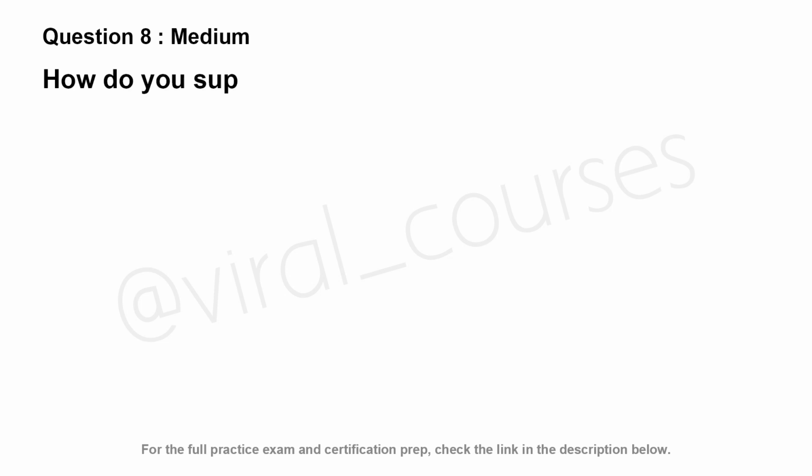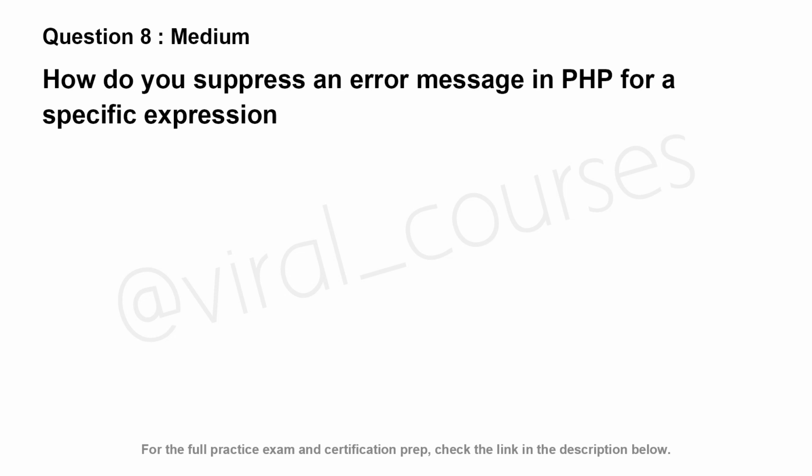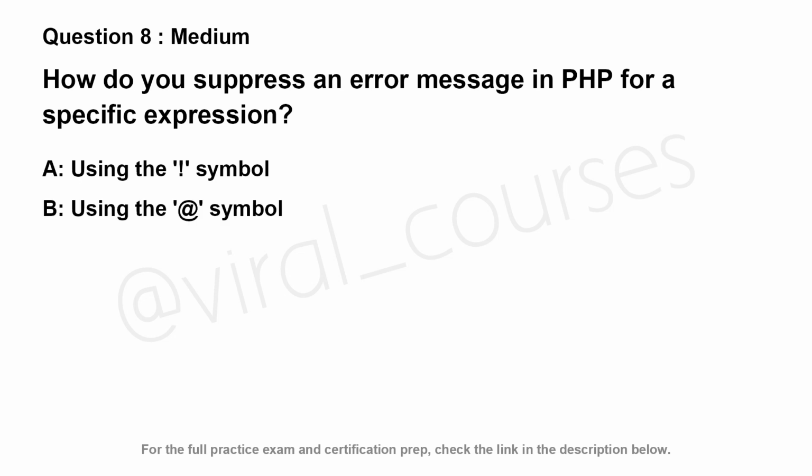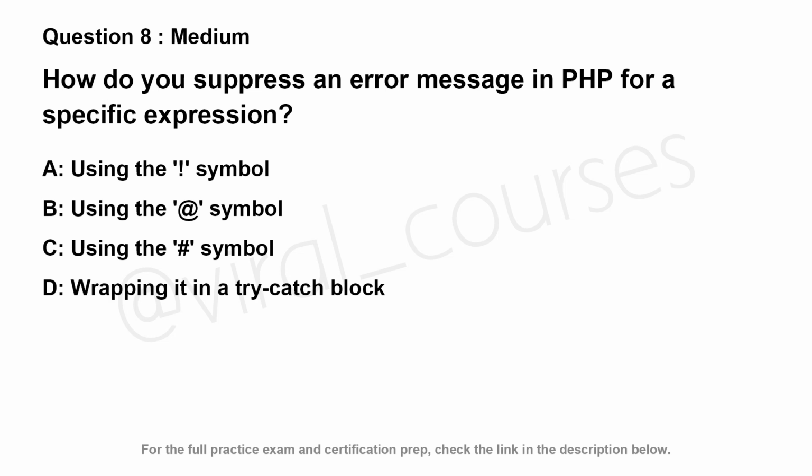How do you suppress an error message in PHP for a specific expression? Option A, using the # symbol. Option B, using the @ symbol. Option C, using the hash symbol. Option D, wrapping it in a try-catch block.